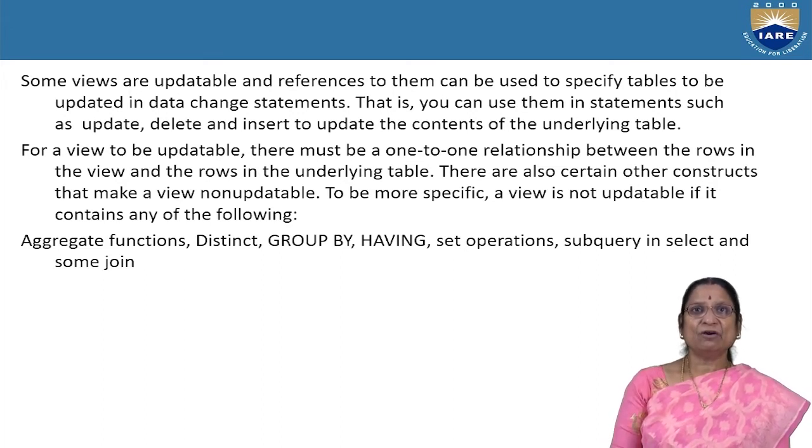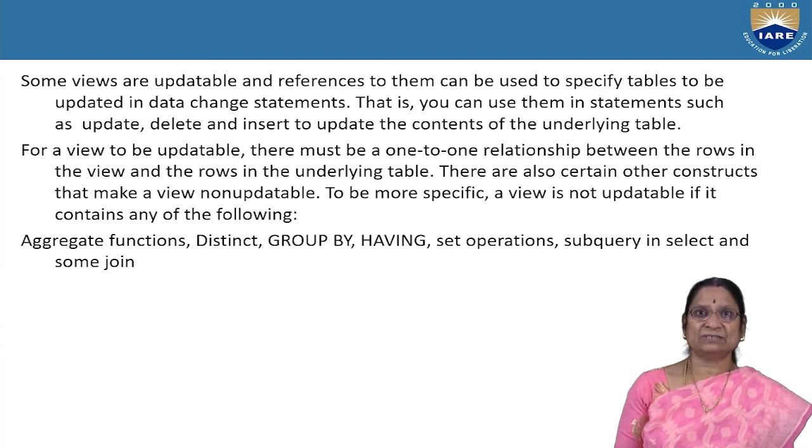So that's why, for a view to be updatable, there must be a relationship between the rows of our view as well as the rows of our base tables. Underlying tables, base tables, or source tables, we'll call all of them one and the same. There are also certain other constructs that make a view non-updatable.